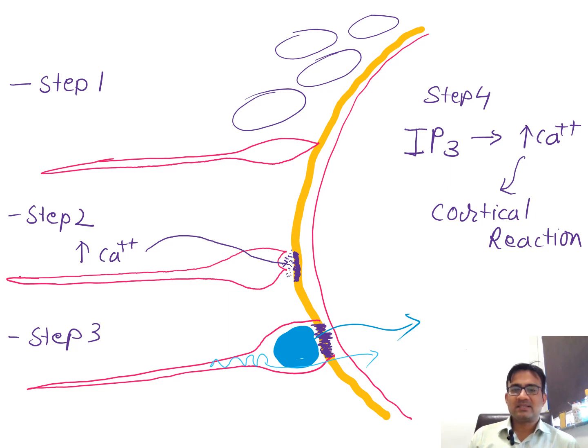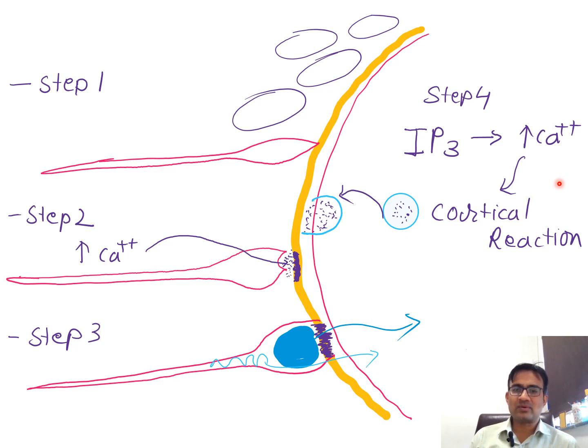Whenever this membrane was making contact, see, what level? This IP3 level has increased. IP3 has led to an increased calcium level. The calcium level has increased, and what has occurred? Cortical reaction has occurred. Cortical reaction means there will be various granules containing certain substances.